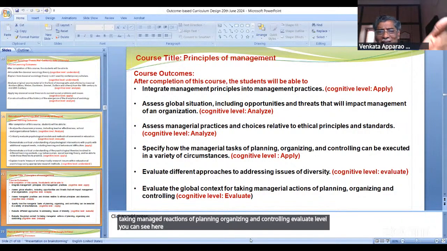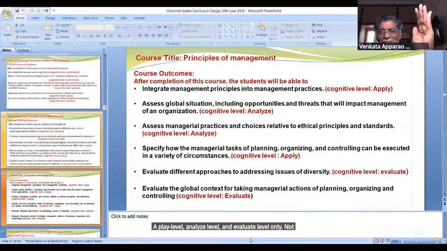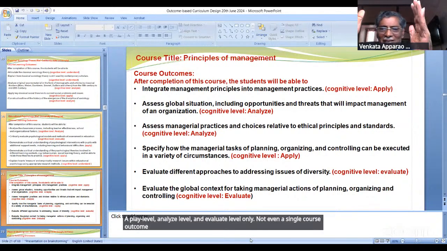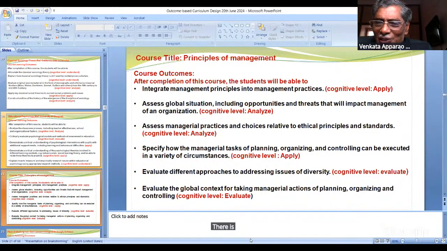Apply level, analyze level, and evaluate level only. Not even a single course outcome at remember level and understand level. Very standard course on principles of management.